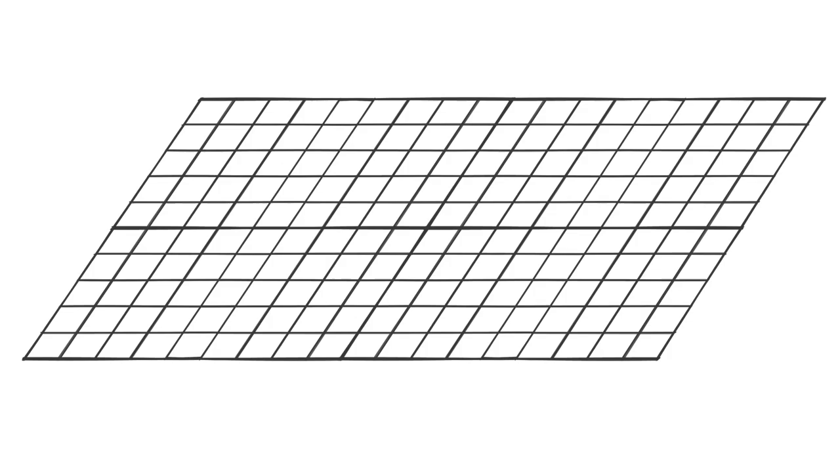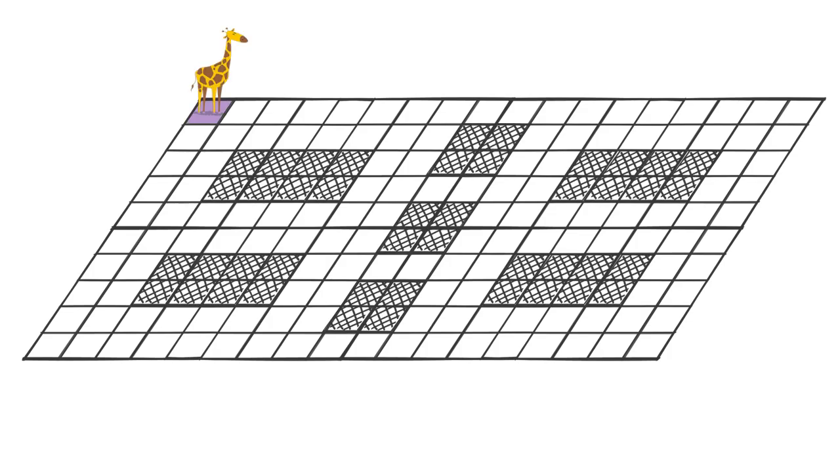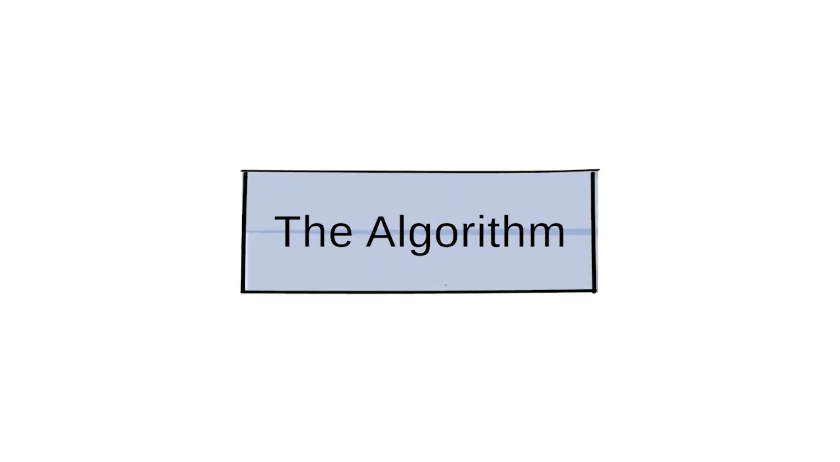Imagine you have a gridded environment filled with obstacles, and you want to get your agent from here to here. Well, there are many routes to achieve this, but which is the best? And how do we find the cells that make up that path? Well, that's what the A-star algorithm will do for us.